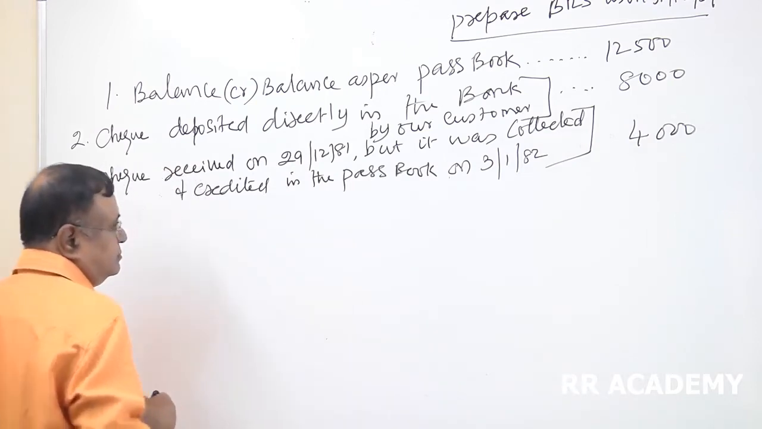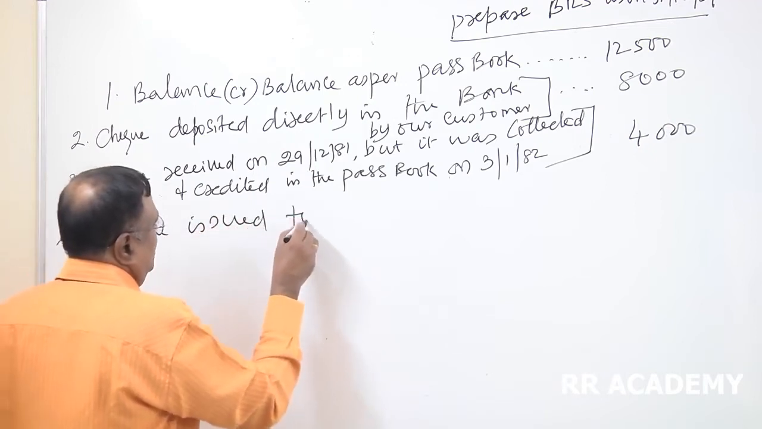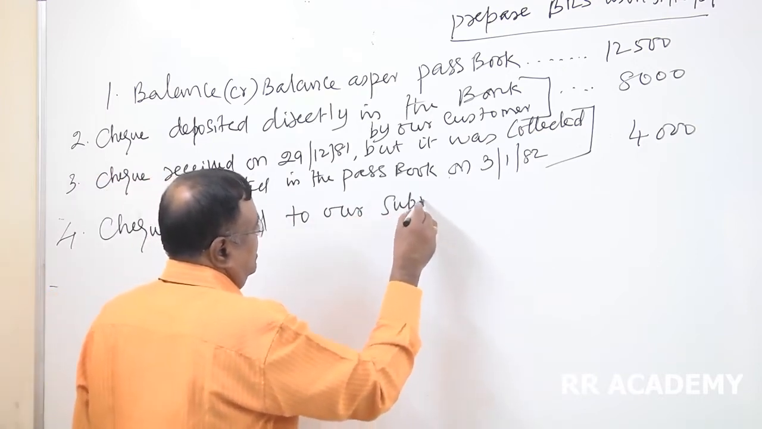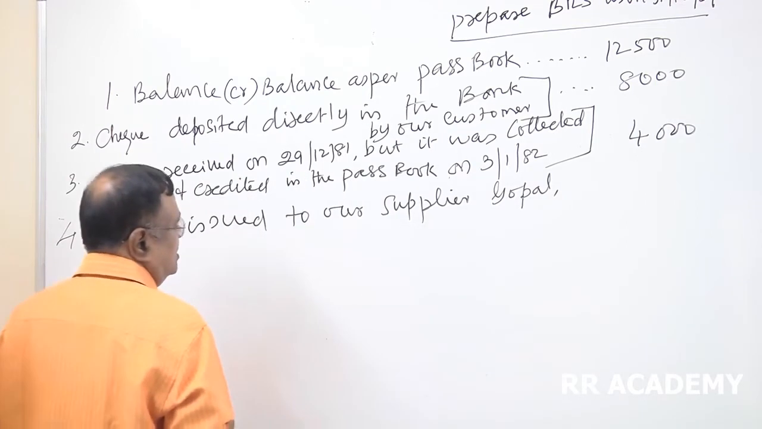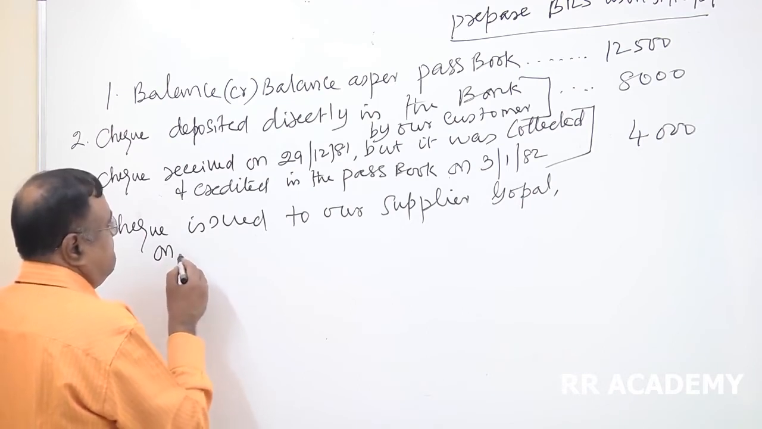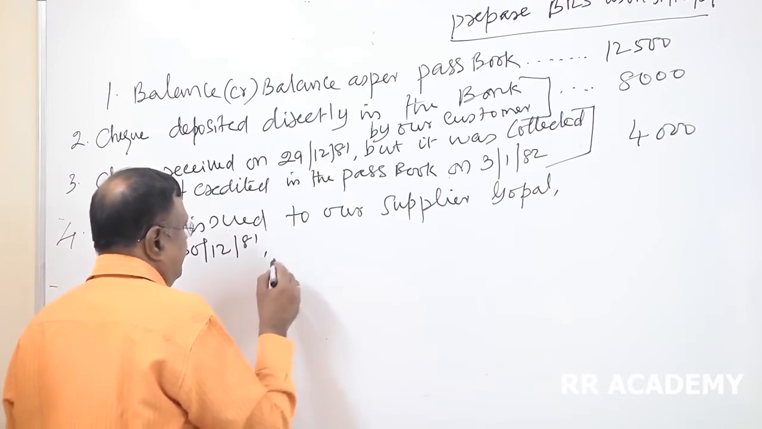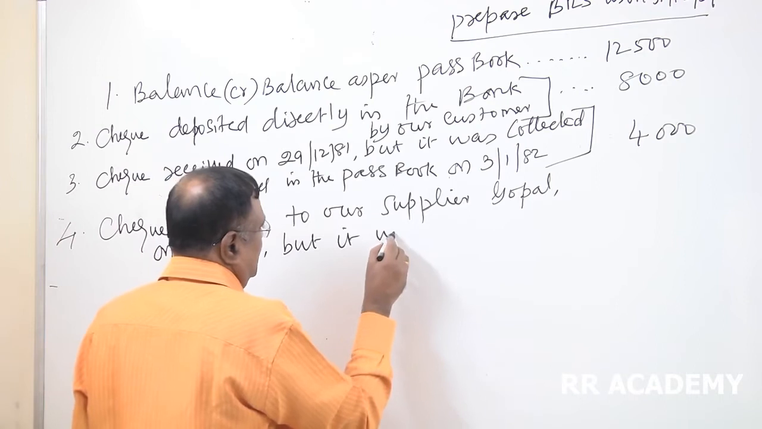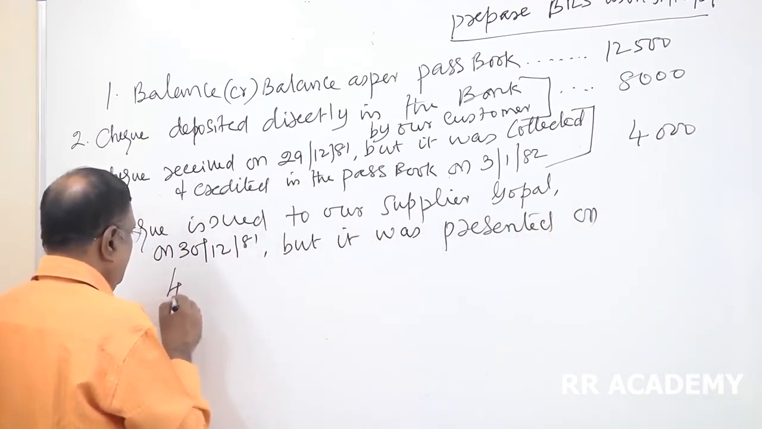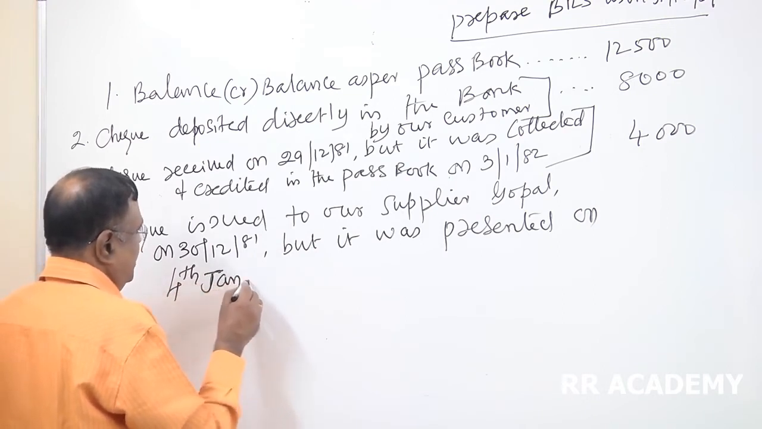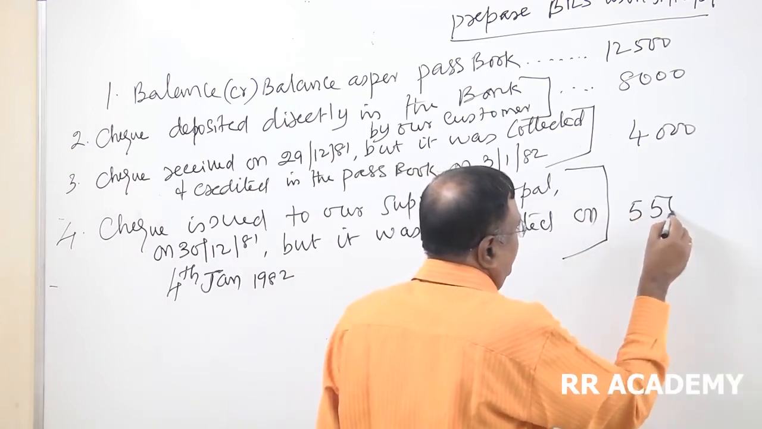Next, check issued to our supplier Gopal on 30/12/81, but it was presented on 4th January 1982, 5,500.